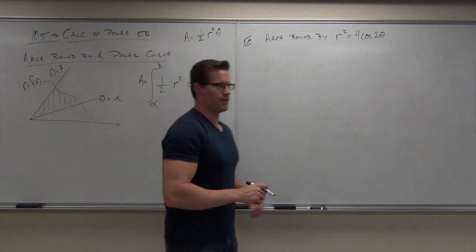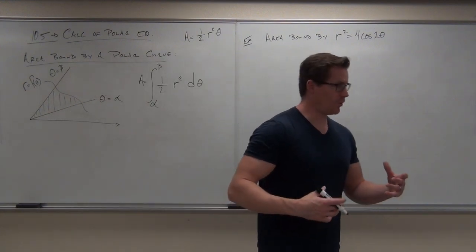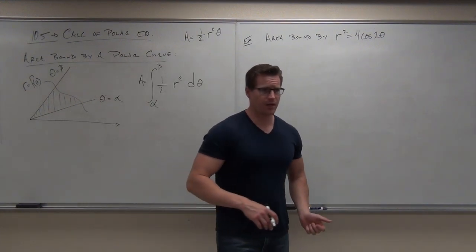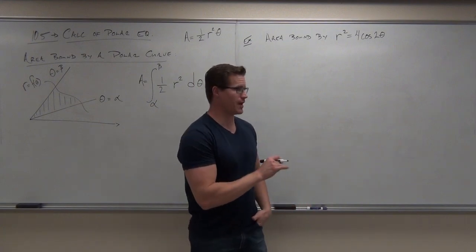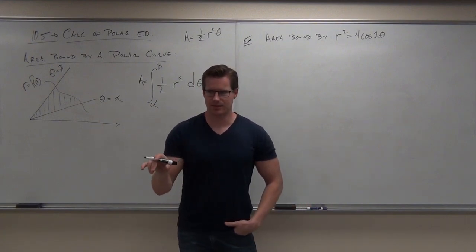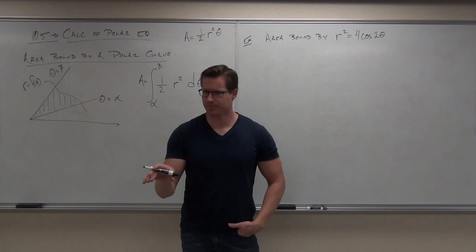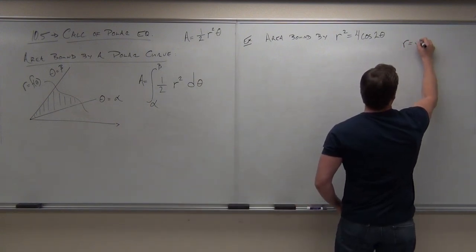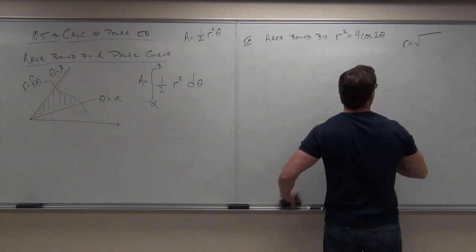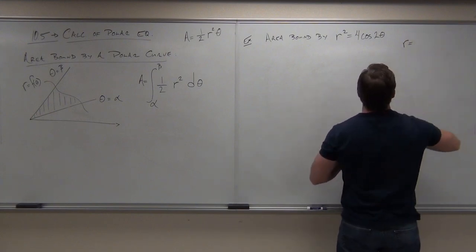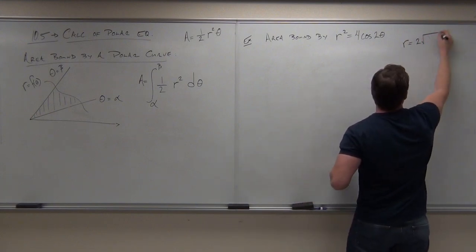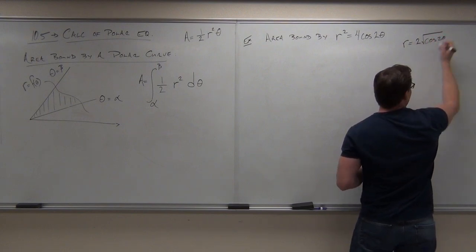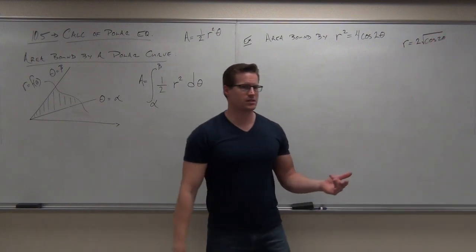Before you say, what in the heck is that? I don't even know where to go. We've seen this before. In fact, in the last section, we graphed that. It didn't look exactly like this. It looked like r equals 2 square root cosine 2 theta. Is that ringing a bell at all? Yeah, that was the last example that we graphed.